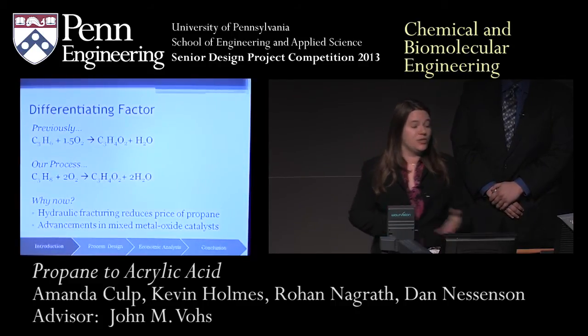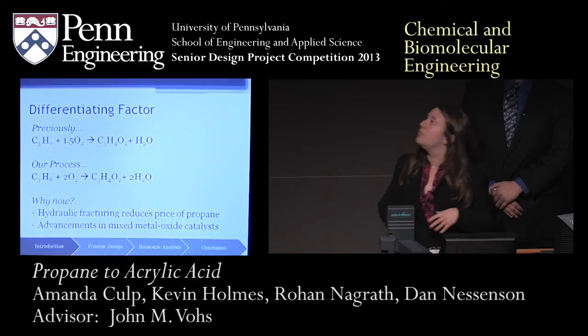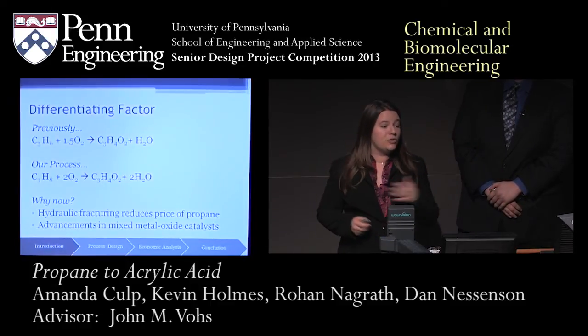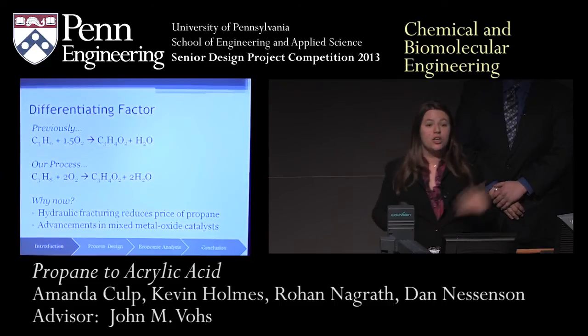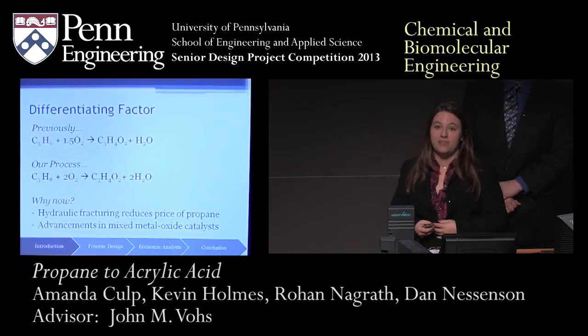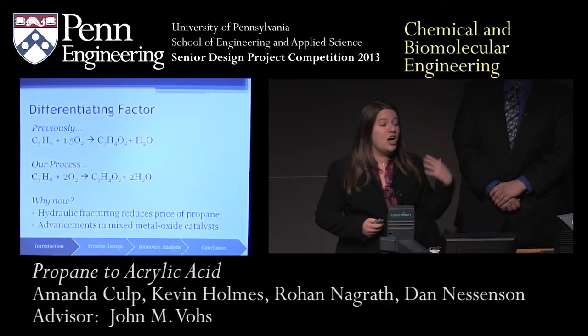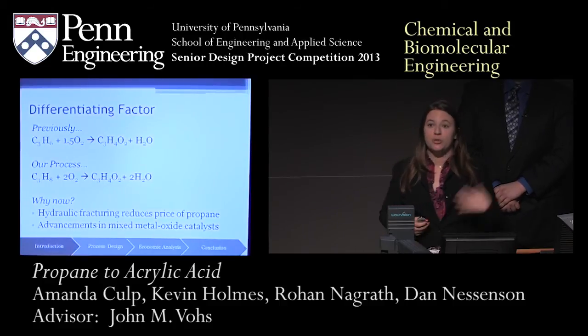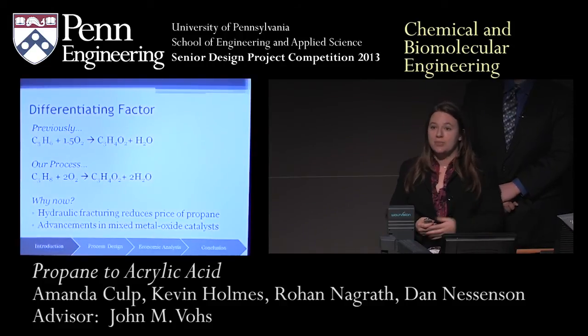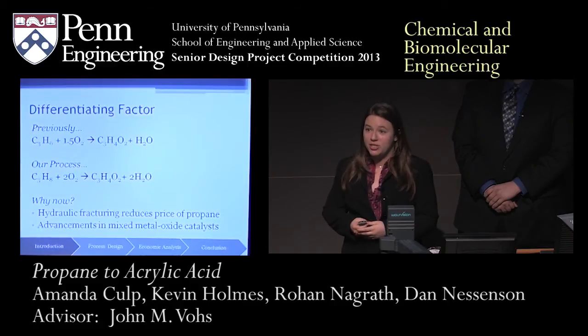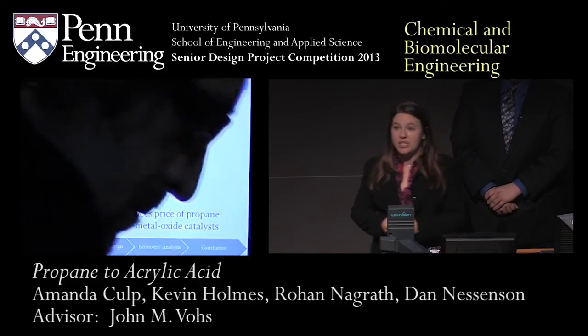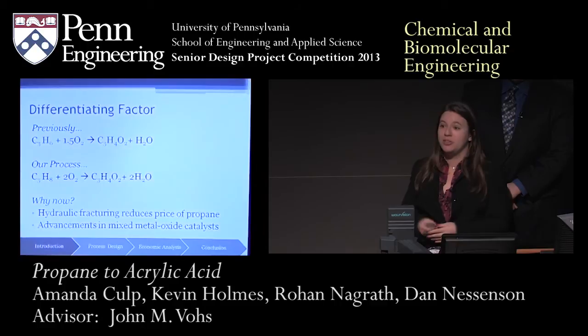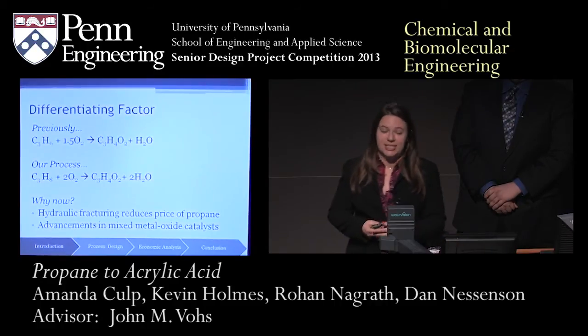Currently, acrylic acid is produced through propylene, as shown by the first equation on this slide. Our process will be using propane as a feedstock. So why use propane now? What makes this process viable? There are two main reasons. There's an increase in hydraulic fracturing, which produces a lot of natural gas, which has decreased the price of propane down to 21 cents per pound. In comparison, the price of propylene is approximately 72 cents per pound. Thus, it makes sense to use the cheaper feedstock.